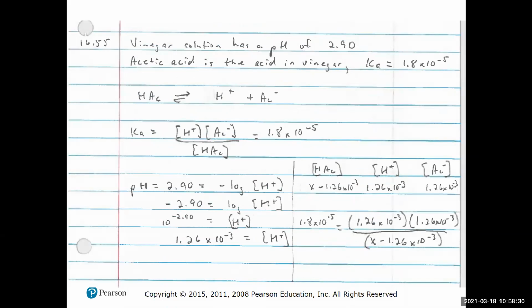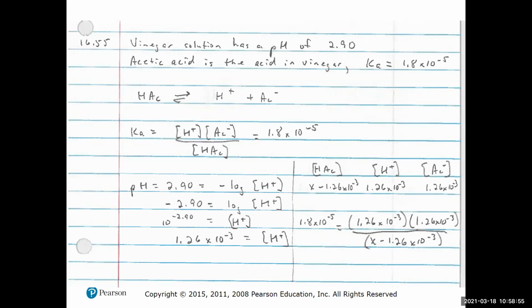16.55. So we have a vinegar solution that has a pH of 2.90. As you probably remember from last semester's lab, acetic acid is the acid in vinegar. And we're told that its Ka is 1.8 times 10 to the minus 5, and we want to calculate the concentration of acetic acid in the vinegar.